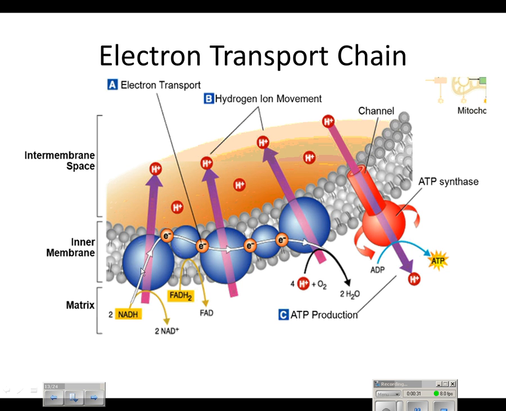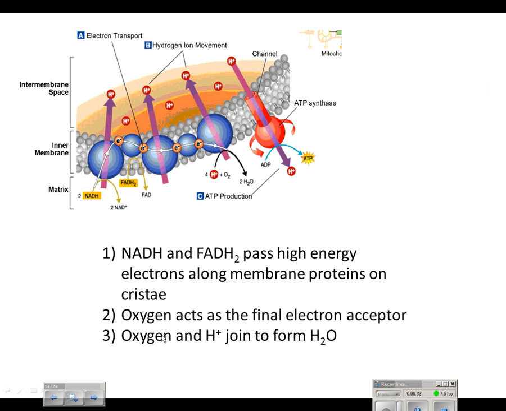So looking at how this starts, NADH and FADH2 pass high energy electrons along the membrane proteins on the cristae. Now remember that the NADH and the FADH2 come from the previous reactions. So here we have our NADH and our FADH2. You can see that the NADH is going to give off those electrons and then becomes an acceptor again, and the FADH2 gives off the electrons and becomes FAD.